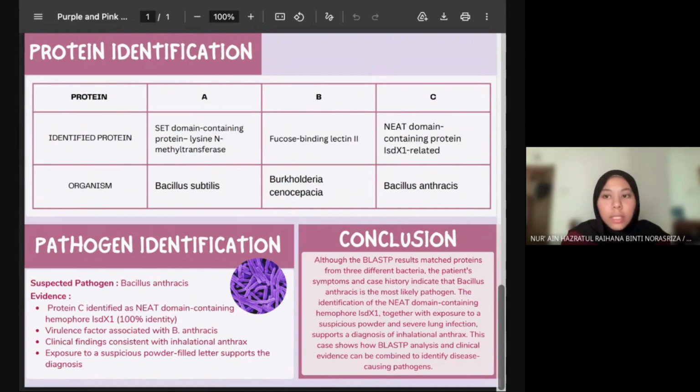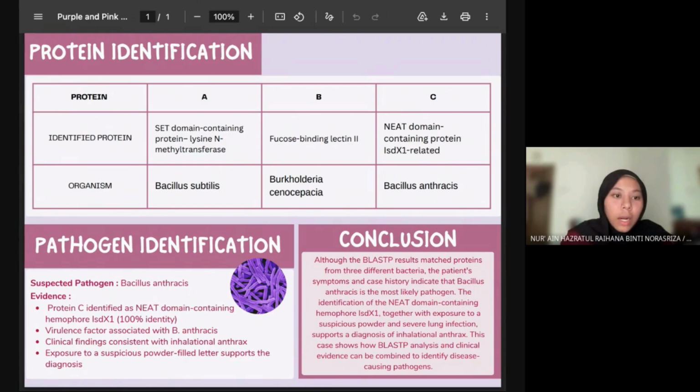In conclusion, this case demonstrates that BLAST-P is a valuable bioinformatic tool for identifying unknown proteins. However, the final diagnosis should not rely on sequence similarity alone. Combining protein analysis with clinical evidence provides a more accurate identification of the disease-causing pathogen. That's all for my part. I will pass the presentation to Wawa.